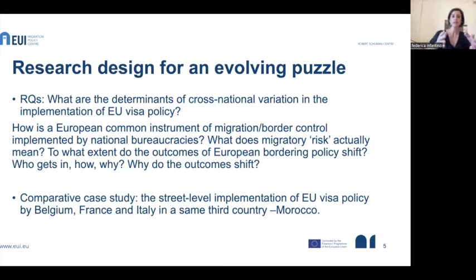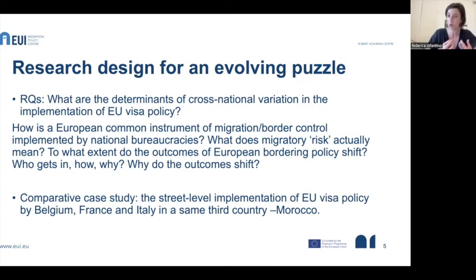So let me get into really the example of my research. Let's take these questions on which I've focused. So, determinants of cross-national variation in the implementation of EU visa policy. So we already see that there is a comparative stance, because we are talking of cross-national variation. We are interested in these determinants of cross-national variation at a specific stage of the policy process, which is the implementation of a specific policy, which is EU visa policy.